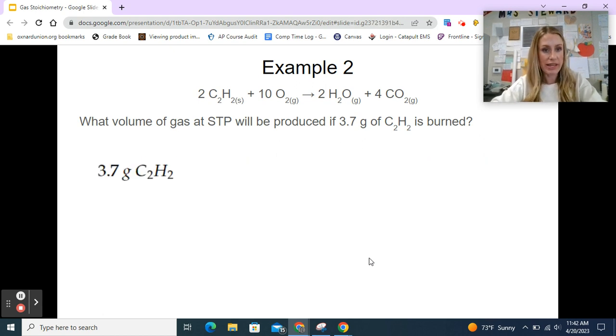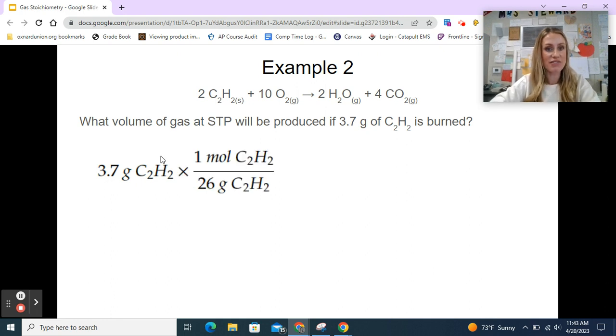So I'm going to start with my given, which is 3.7 grams of C2H2. I'm going to convert to moles of that because I know that in order to convert from one thing in a chemical reaction to another thing in a chemical reaction, I need to first convert to moles. Carbon has a molar mass of about 12 grams per mole, and then hydrogen has a molar mass of 1. So we get 12 times 2, which is 24, plus 2, which is 26. So I'm going to divide this number by 26 grams of C2H2 per 1 mole of C2H2.